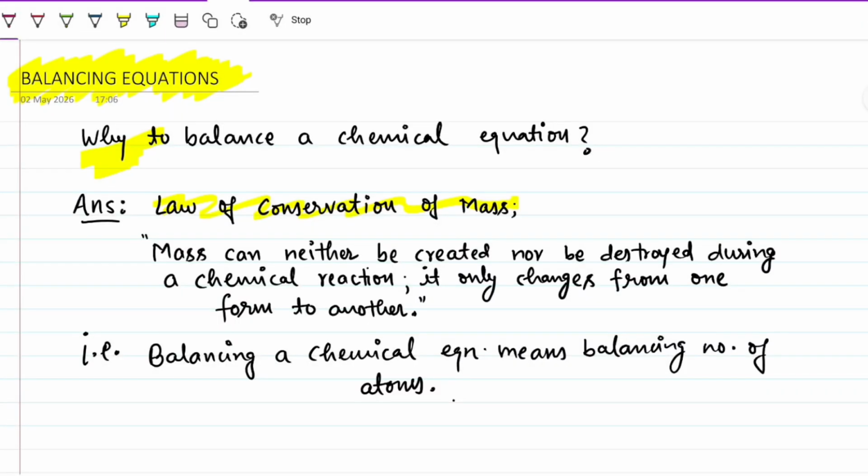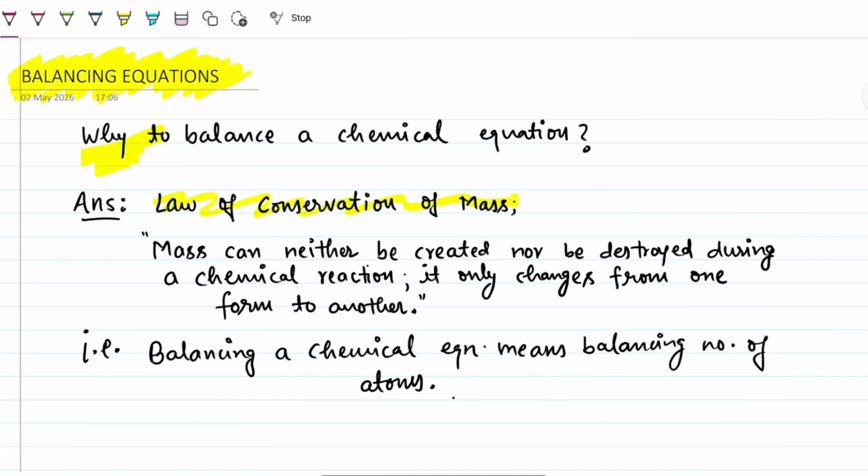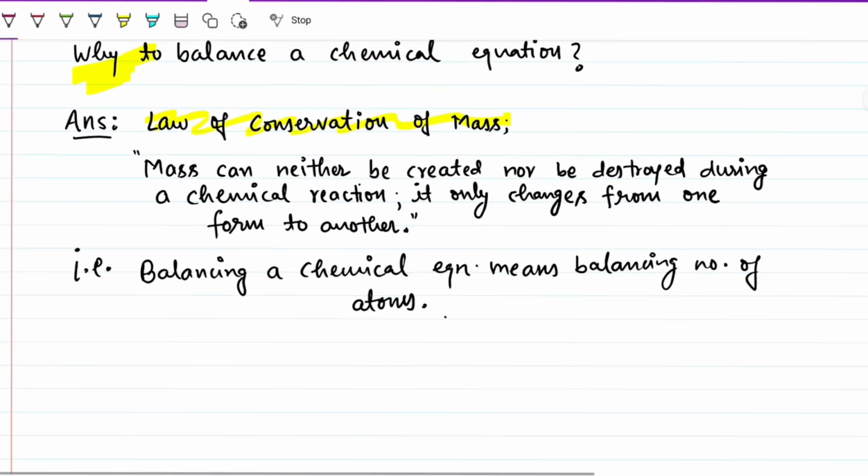Hello friends, today we will discuss class 10 chapter number 1, chemical reactions and equations. This chapter we will cover in two parts, in which the first part is balancing a chemical equation. So the very first thing is, why do we balance a chemical equation?